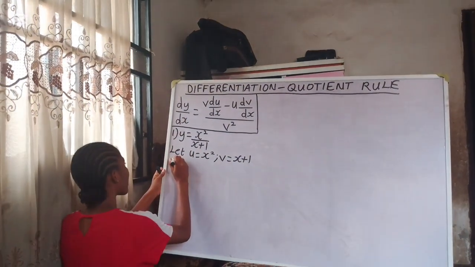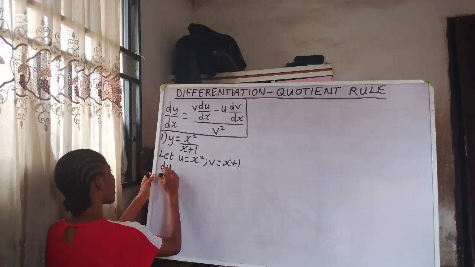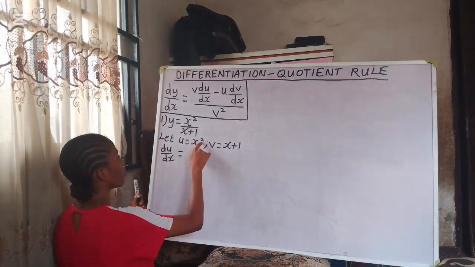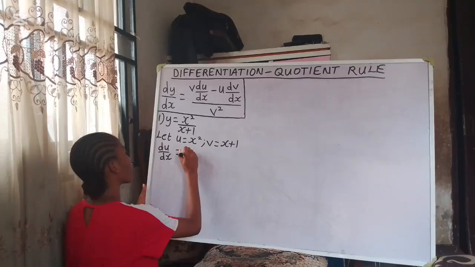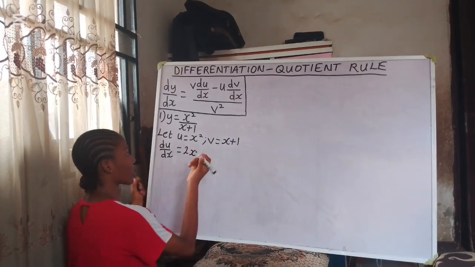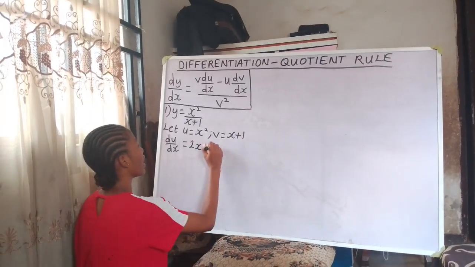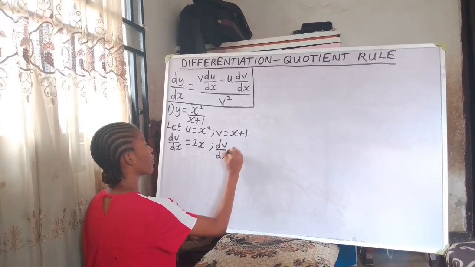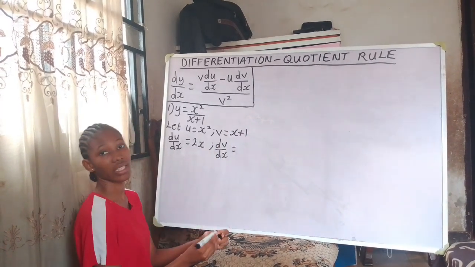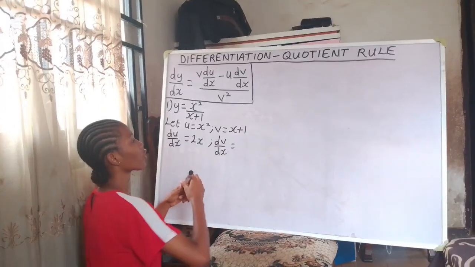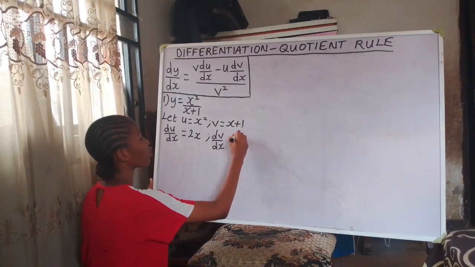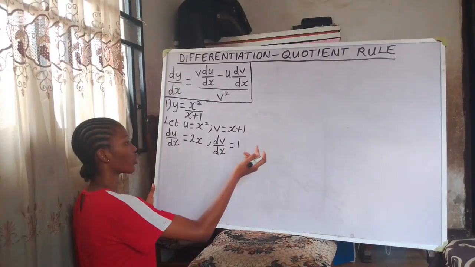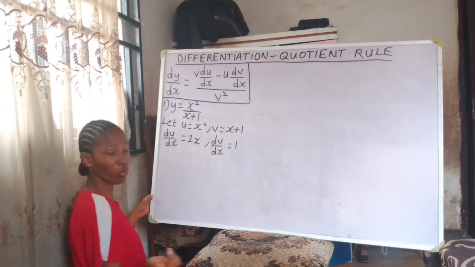In this case, our du by dx equals, for x squared, just bring down the power 2. You have 2x if you differentiate this. Then our dv by dx equals, differentiating x, which is a single parameter, gives us 1. Then plus the constant, differentiating 1 will give us 0. So our answer is just 1.